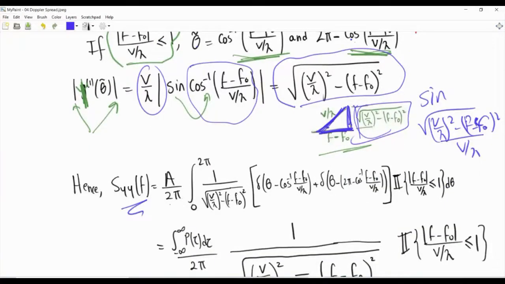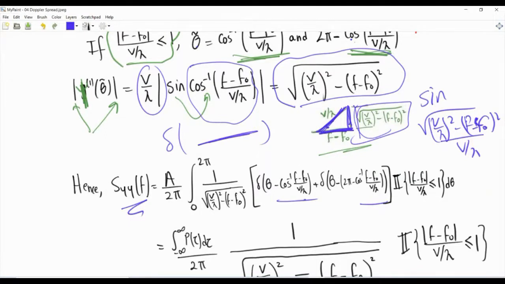The power spectral density of y will be 2 Dirac deltas. Why 2 Dirac deltas? Because we started with a function inside a Dirac delta, and this function is equal to 0 at 2 values of theta. So the rule is that you should have a number of terms equal to the number of points at which the function inside the Dirac delta is equal to 0.